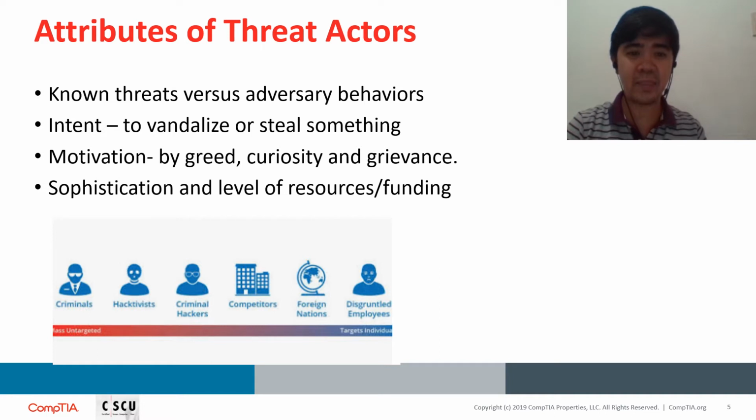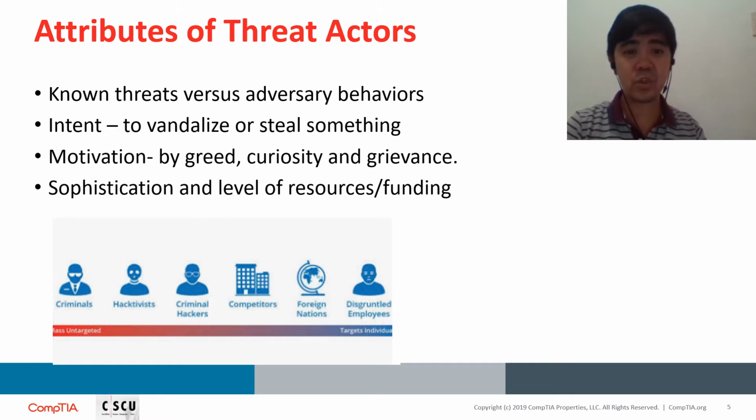On the other hand, adversaries are usually the threat actors that develop means of circumventing security systems. It's more advanced, it's more dynamic. Later, we will cover some of the threat actors that are considered as adversaries.